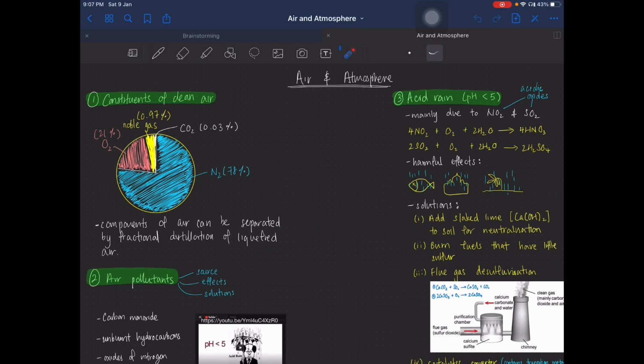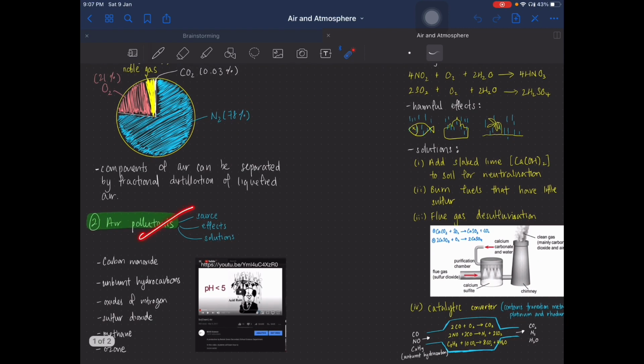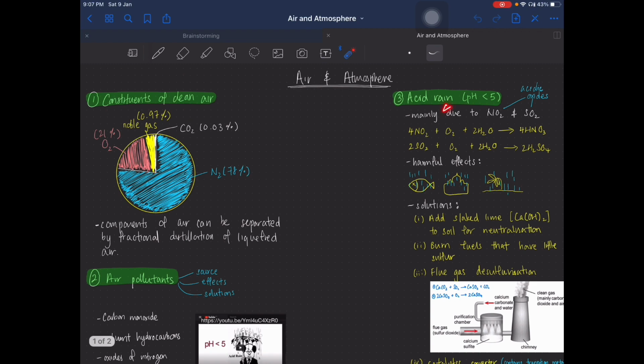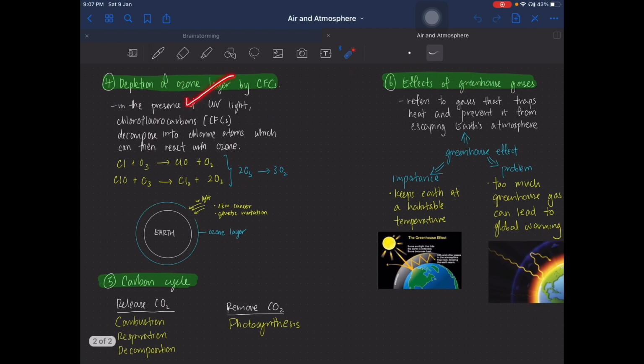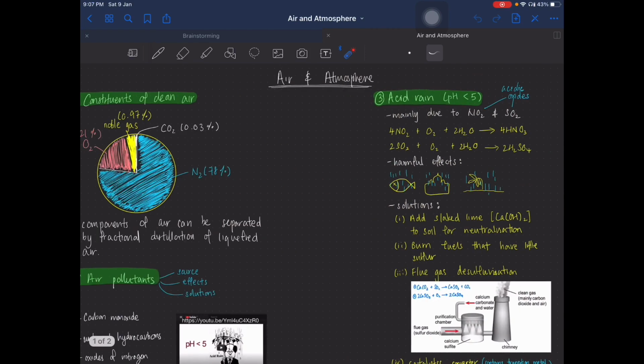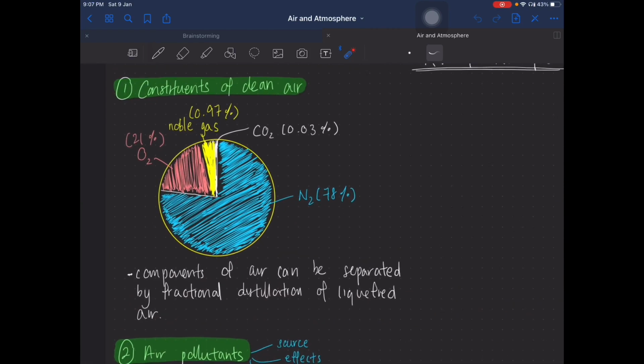Now, for this video, let's take a look at the big ideas in air and atmosphere first. The first big idea is the constituents of clean air. What exactly is inside clean air? Secondly, air pollutants. Thirdly, acid rain. Fourth, depletion of ozone layer. Fifth, carbon cycle. And sixth, the effects of greenhouse gases. Now, let's take a look at the first component.